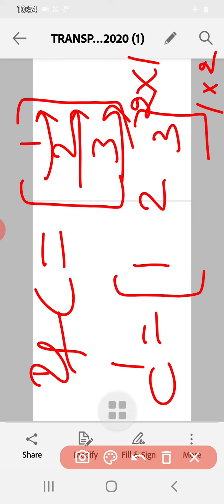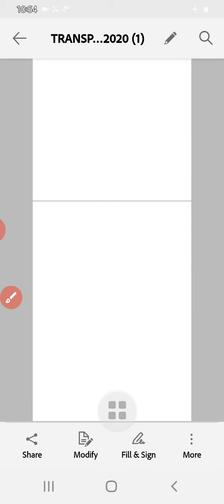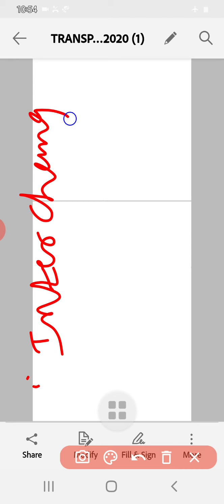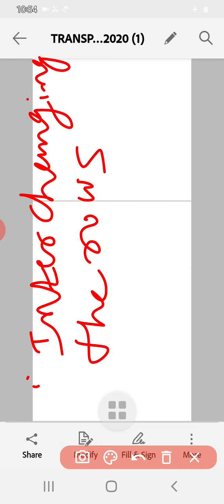We can write the definition after listening to the explanation here. So the matrix obtained by interchanging the rows and columns.